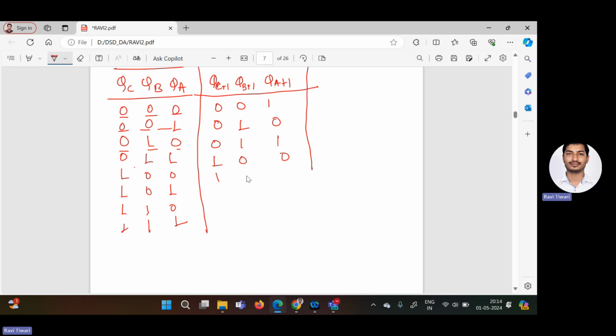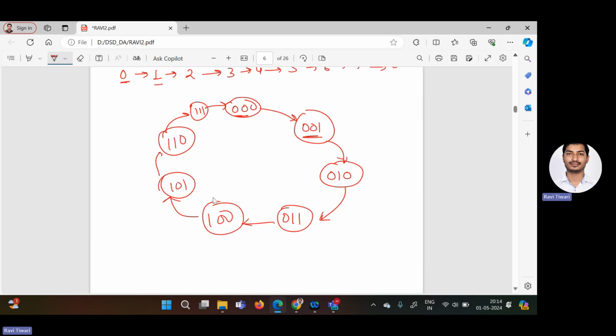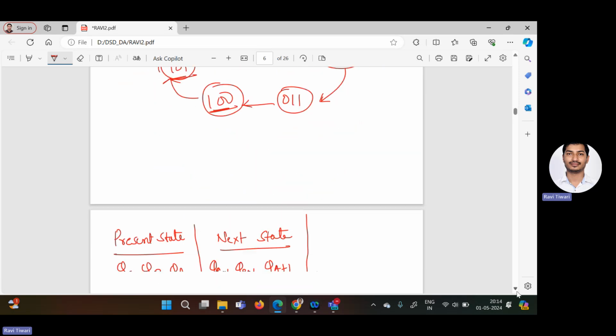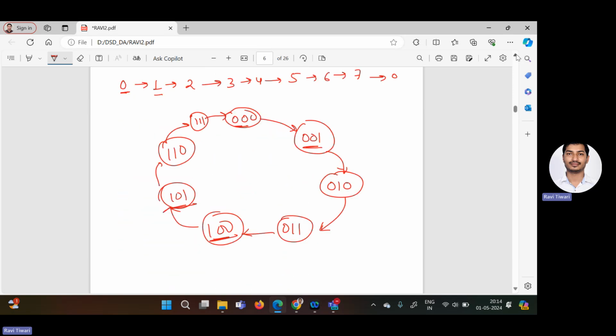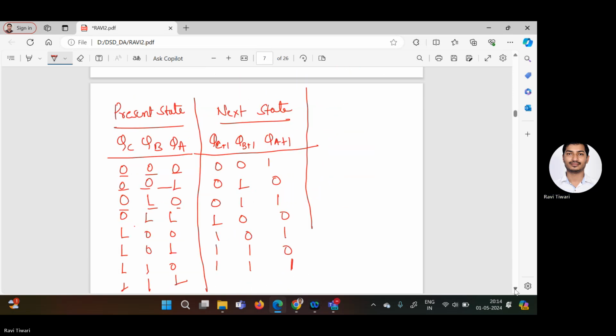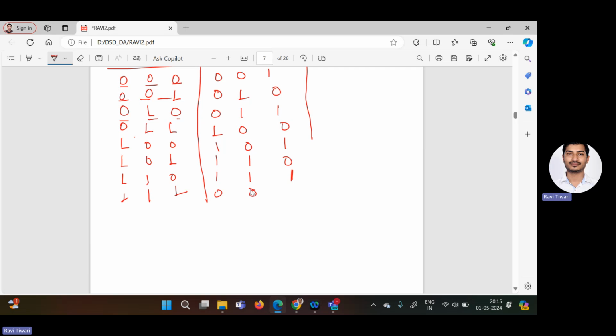From 4 it will be 5. The same you can also check from the state diagram. That means if you are in state 4, what will be the next state? If you are in state 4, then the next state will be 5. Right? Same we are doing here also. After 5, it will be 6, 1, 1, 0. After 6, it will be 7, 1, 1, 1. And from 1, 1, 1, what will be the next state? After 1, 1, 1, it will be 0, so you can write down 0, 0, 0. Now this table is completed.